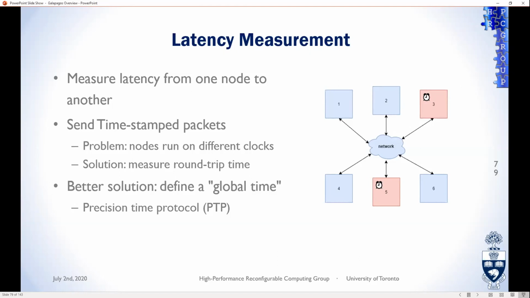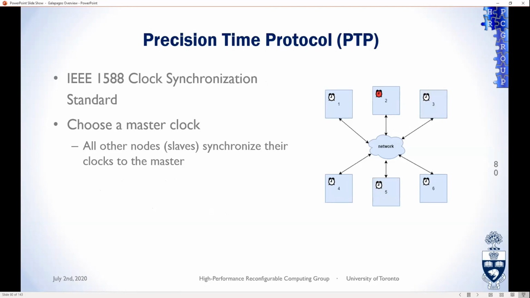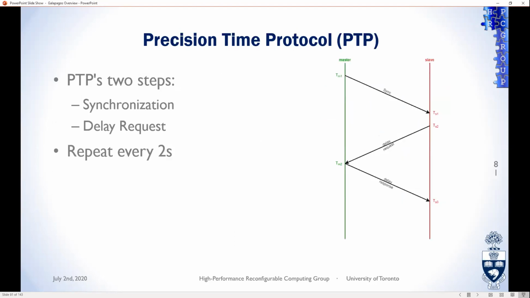Yet an even better solution is to introduce a notion of a global time to our system. And this can be done, as it is done in Pharos, using the PTP protocol. PTP, or Precision Time Protocol, is an IEEE standard. In the scheme, we choose one clock as the master clock, which all other clocks will synchronize to. As you can see on the right, node 2 in this case holds the master clock, and all other nodes have the slave clock. And this can help us measure latency by one-way trips of packets.